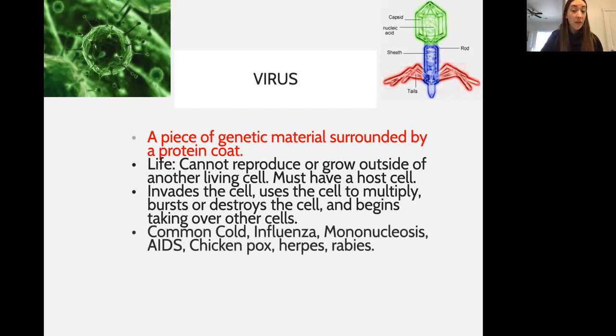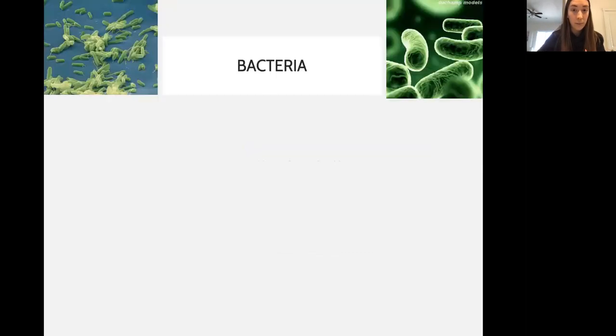Some common viruses include the common cold, influenza, mononucleosis, AIDS, chickenpox, herpes, and rabies. The coronavirus right now could be on this list as well.